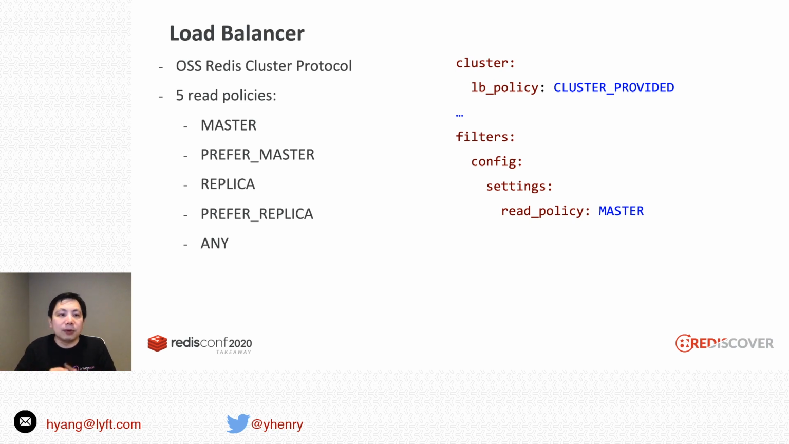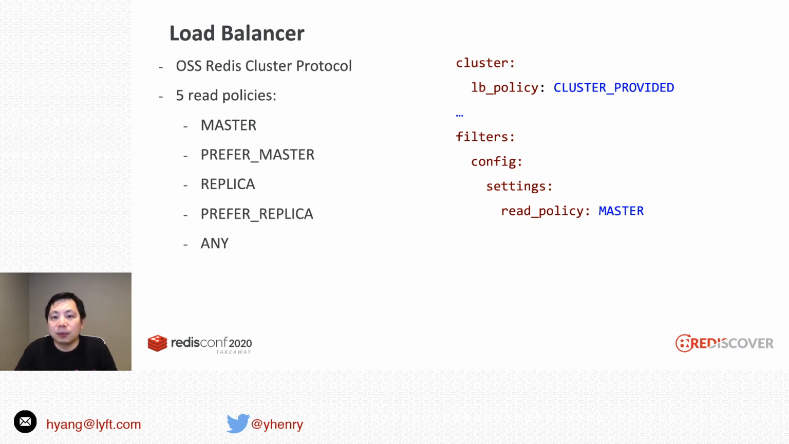And similarly with replica and preferred replica. The any read policy means the application doesn't care, and it will evenly distribute it to all the nodes. However, it will prioritize healthy nodes over degraded or unhealthy nodes.